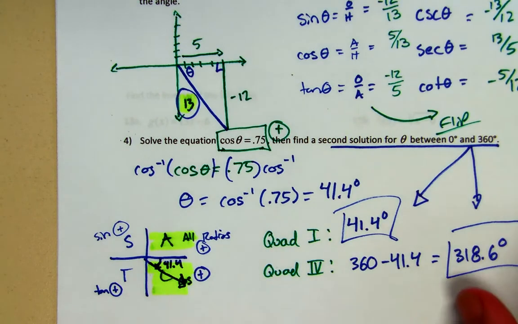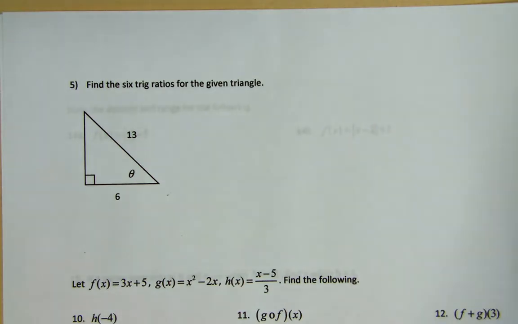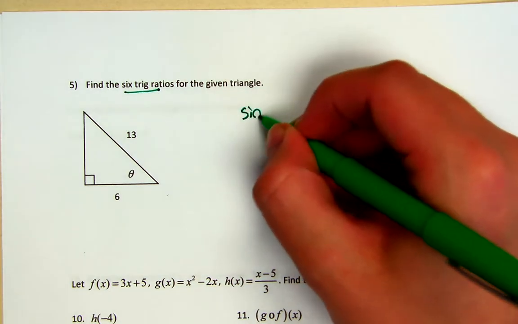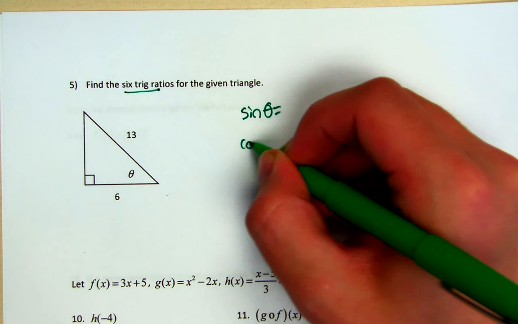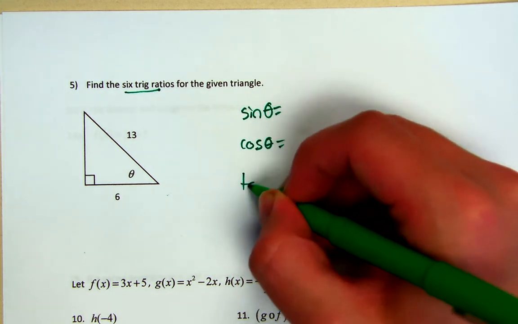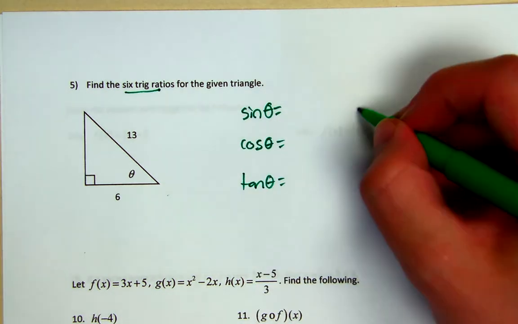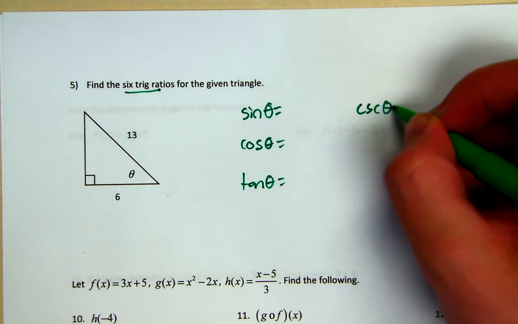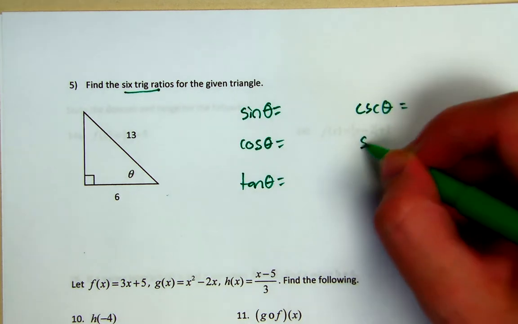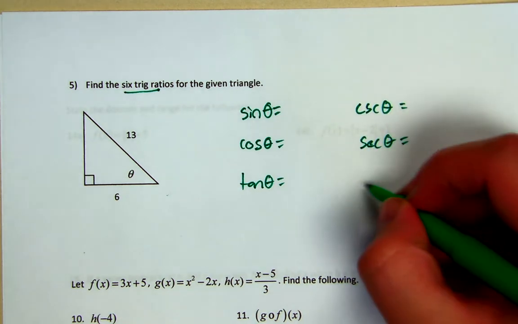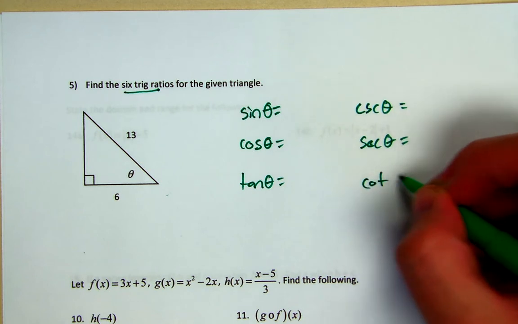Alright, only a few more problems here. Actually, one more. So we've got find the 6 trig ratios. So again, we've got sine, cosine, tangent, cosecant, secant, and finally cotangent.